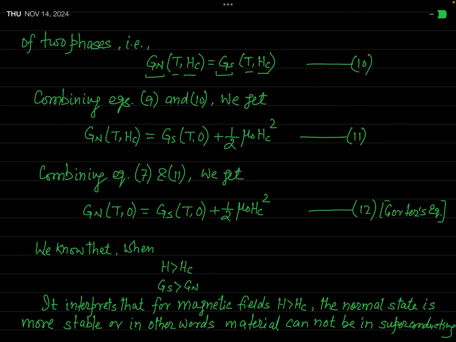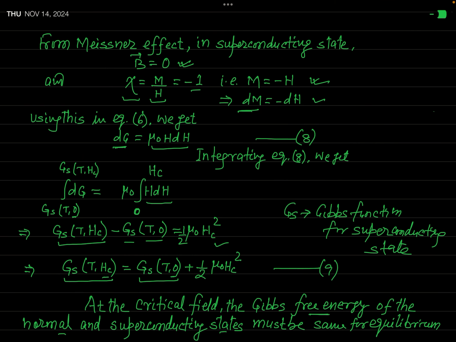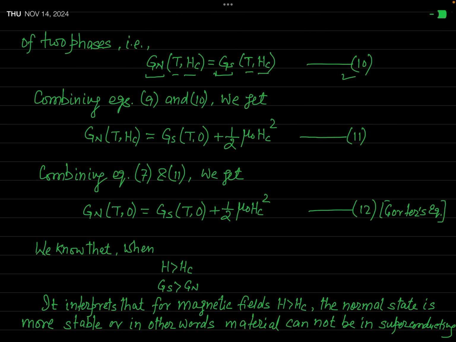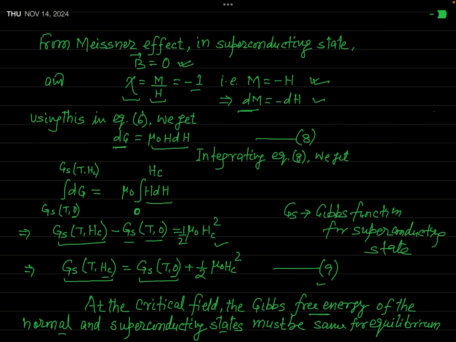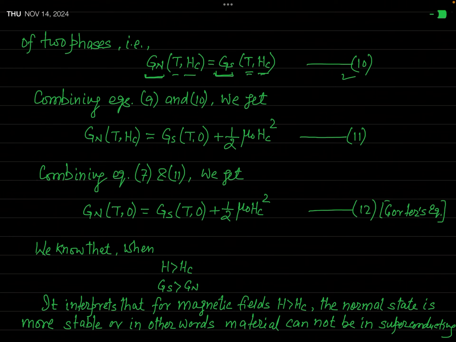Now we will combine this equation 10 and this equation 9. You can see instead of this Gs at temperature T and field Hc, you can write Gn at T and Hc. So in equation 9 on the LHS, this Gs is replaced by Gn. So I have written here, you can see, Gn at temperature T and field Hc is equal to Gs at temperature T and field 0 plus half mu naught Hc squared.